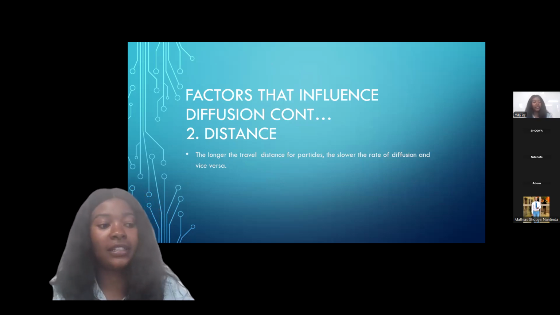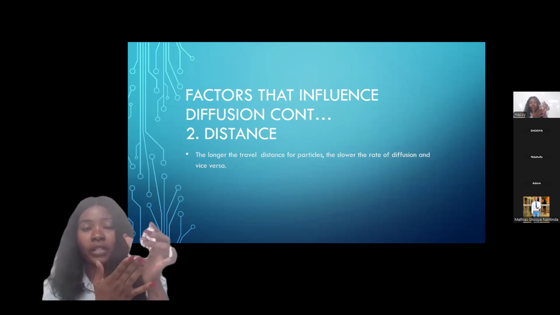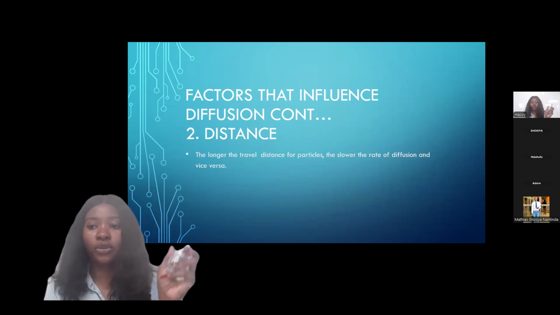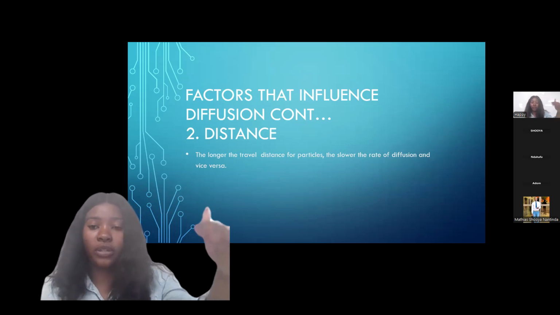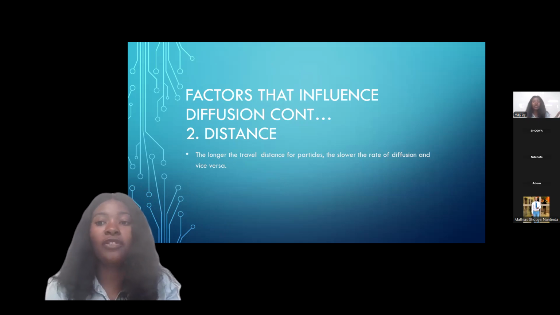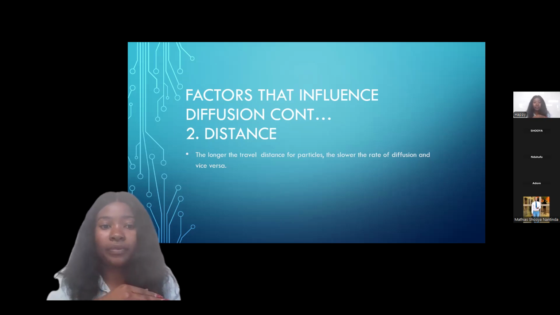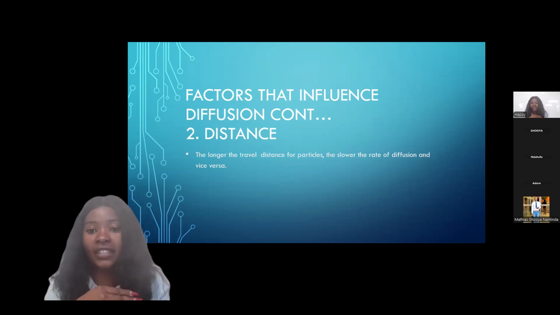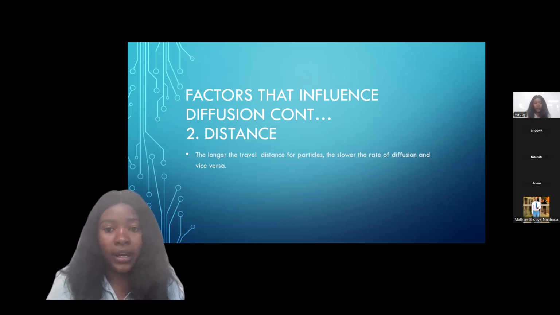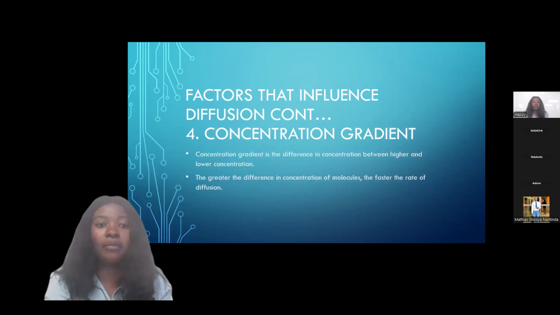For instance, I have a perfume bottle here. If I spray it from where I am, it is going to be highly concentrated where I am seated, and the people that are closer to me are going to get the scent of the perfume before it reaches those that are further away. So vice versa, the shorter the travel distance for the particles, the faster the rate of diffusion. Right, and then we move on to the other one, which is temperature.